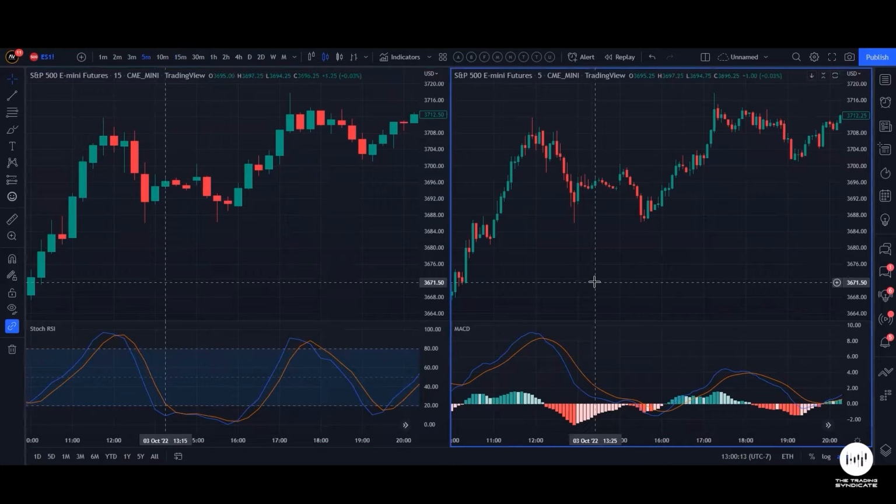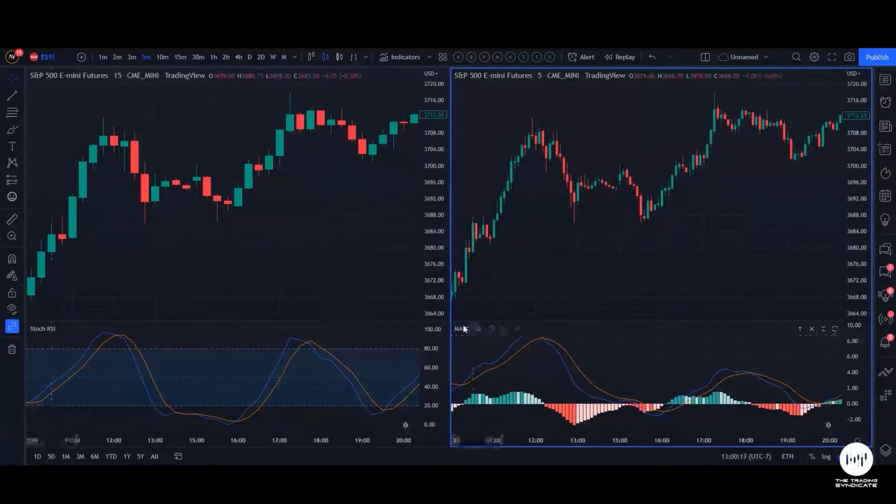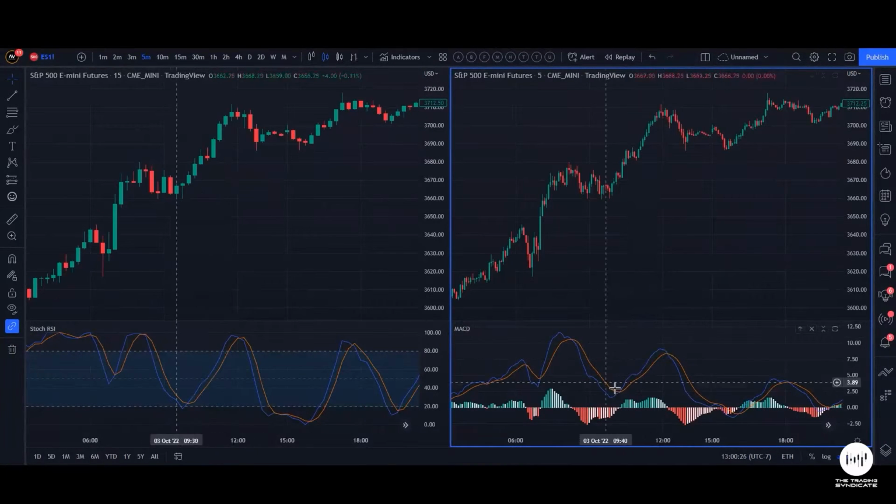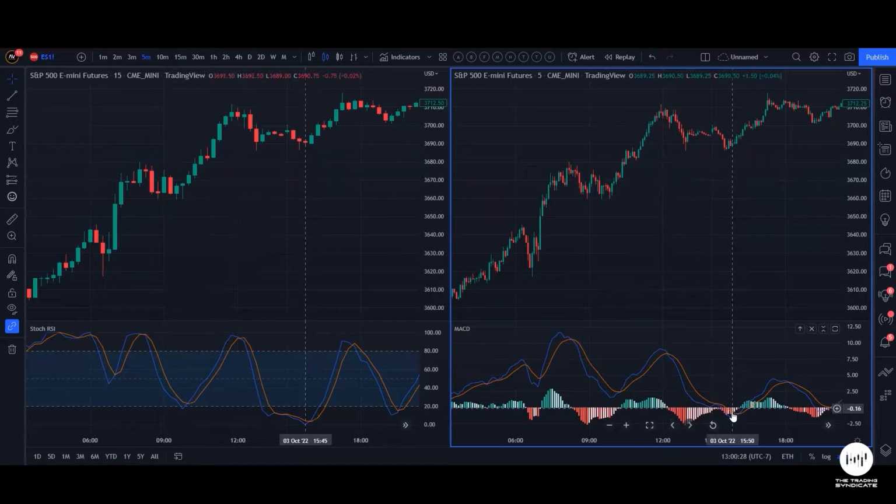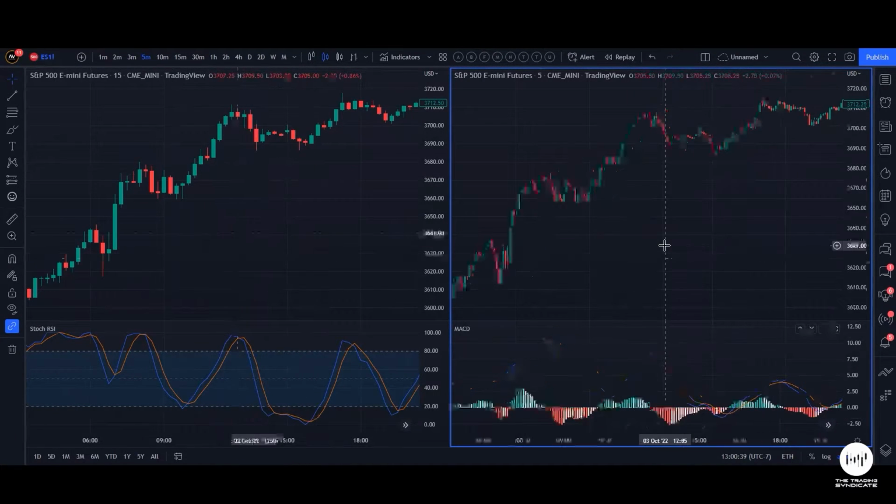All right, guys, let's go ahead and take a look at how you could use the stochastic RSI in tandem with the MACD. So remember, the MACD is the most effective during an uptrend when it crosses over below the zero line. So let's go ahead and notice that that is happening here. We're in an uptrend and we're seeing a crossover below the zero line.